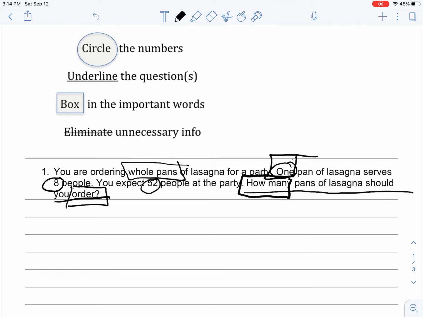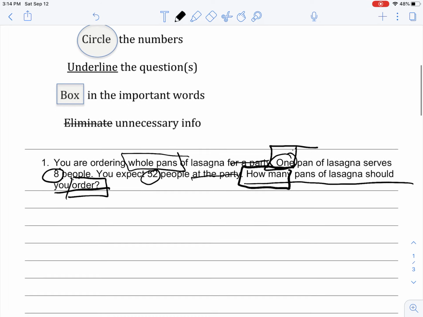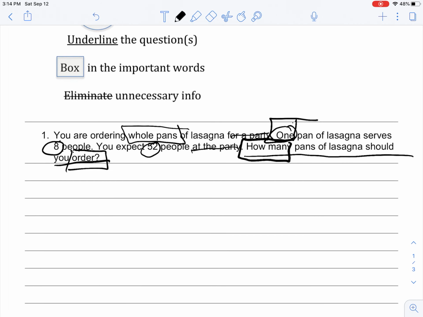Okay? And then eliminating unnecessary information. We don't care that they're at a party. Okay? So I'm going to eliminate that. And so now I'm going to think about how to solve this problem.